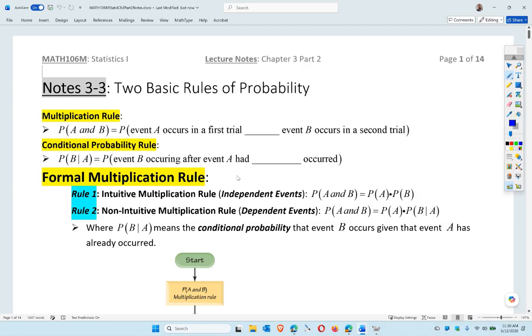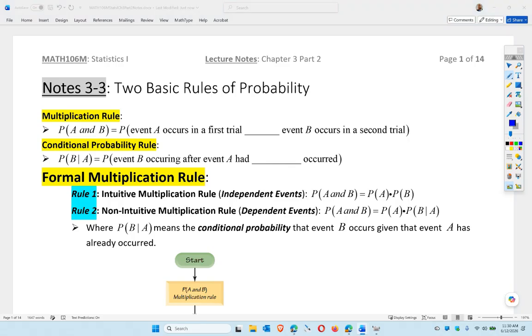Alright, this is Chapter 3, Section 3. We're going over the formal rules of probability now. So in the prior sections we went through independence, dependence, mutual exclusivity, not mutually exclusive basically. So now we're going to formally define the rules that revolve around those.